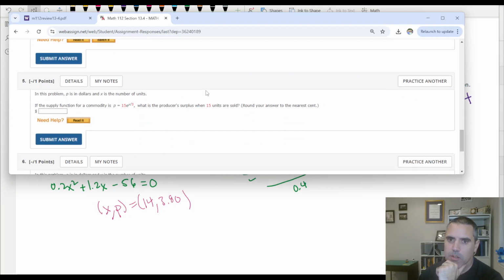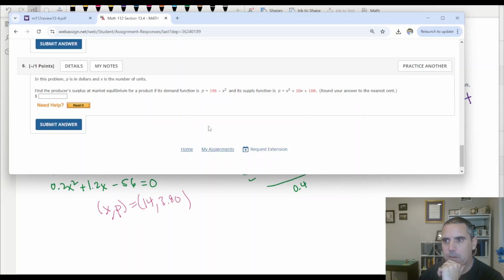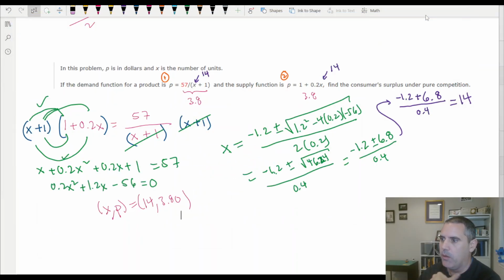This one they tell you the market equilibrium. This one they tell you the supply function of this. What is the producer surplus when 15 units are sold? So we'll talk about the definition of each of those pieces. Okay, so there you go. So each one, your first step is to find out a market equilibrium. I hope that review helps you with step 1 of those problems.